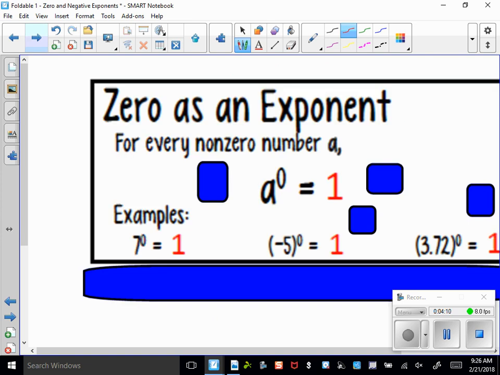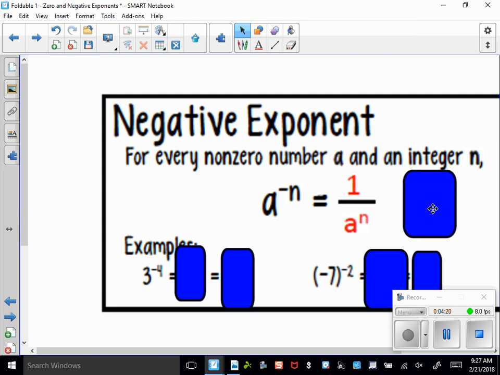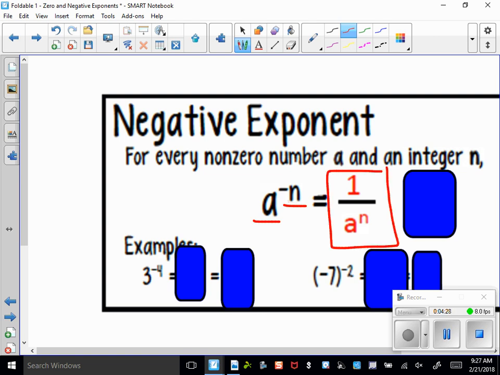Let's go back to our foldable. So now this is the negative exponent, and we just really kind of saw this come to light in my example. When you have a base raised to a negative power, you end up taking the reciprocal of it. So I end up with 1 over a to the positive n. And notice how this n right here becomes positive. And that's what you want to happen, because you cannot have negative exponents in your final answer. Okay, so we always have to eliminate negative exponents.